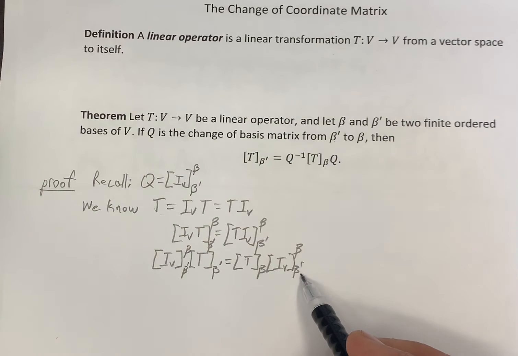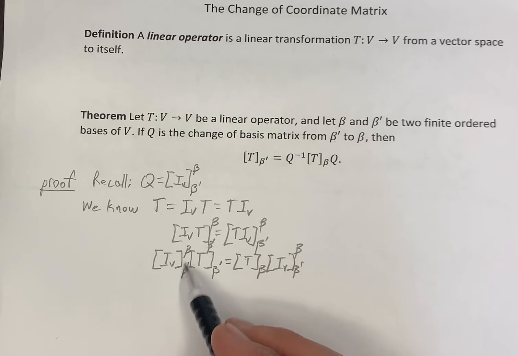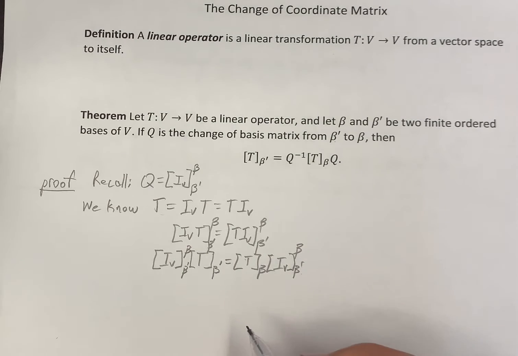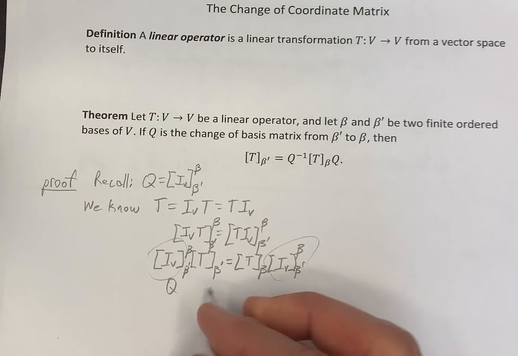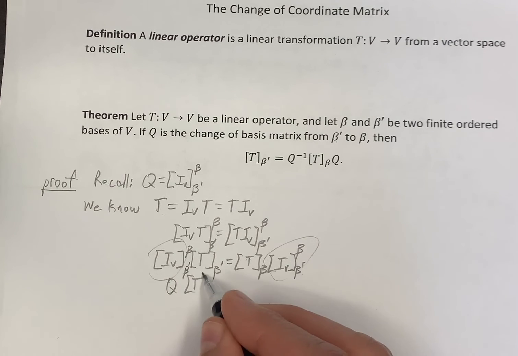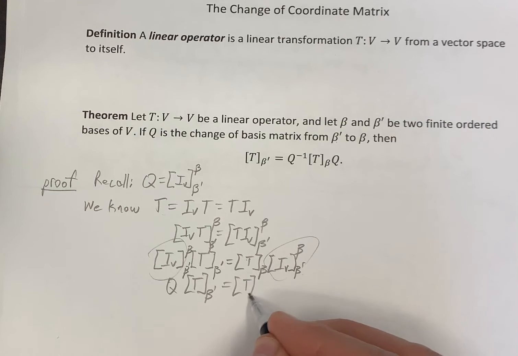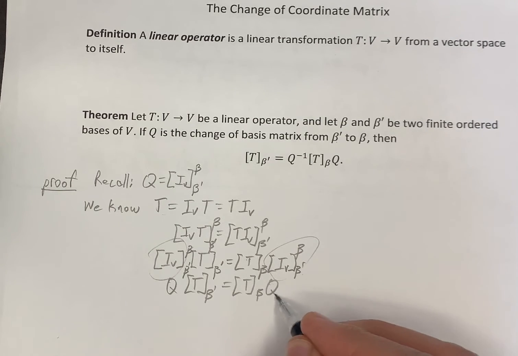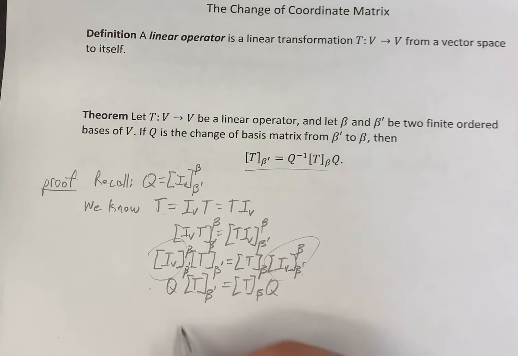So notice this starts in beta prime, goes to beta, stays in beta. That one stays in beta prime, goes from beta prime to beta. So they both did the same thing. But notice that and that, those are Q, right? That's exactly Q. And of course, if you want to get this result up here, you multiply by Q inverse on the left, and you get this result.